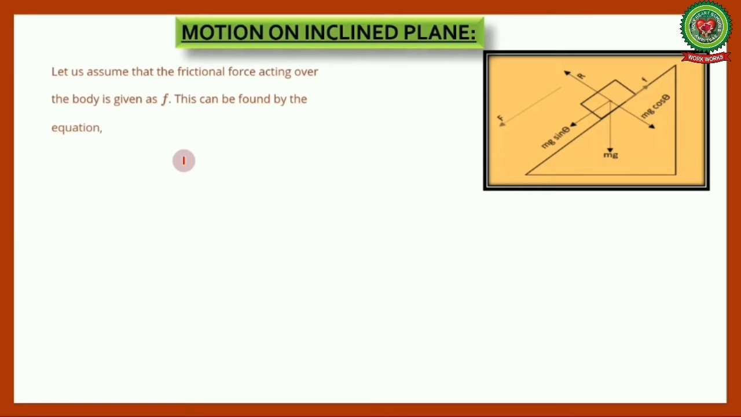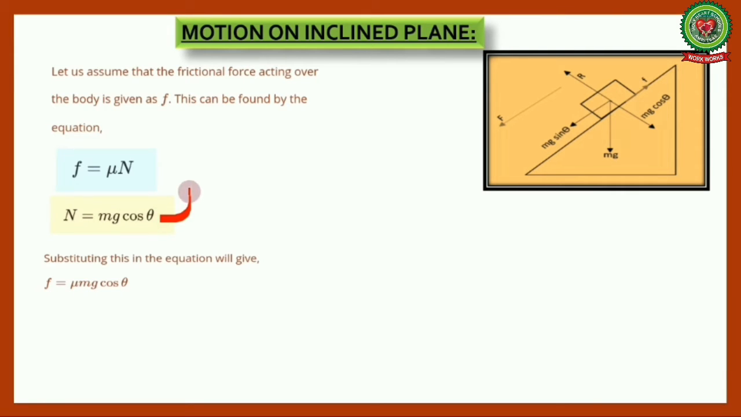For that, first of all, we'll find the work done against friction when a body is sliding down the surface. Let us assume that the frictional force acting over the body is given by small f. This can be found by the equation f = μn, where μ is the coefficient of friction and n is the normal reaction. And we know that n = mg cos θ because the normal reaction is balanced by mg cos θ. Substituting this in the equation, we'll get f = μmg cos θ.